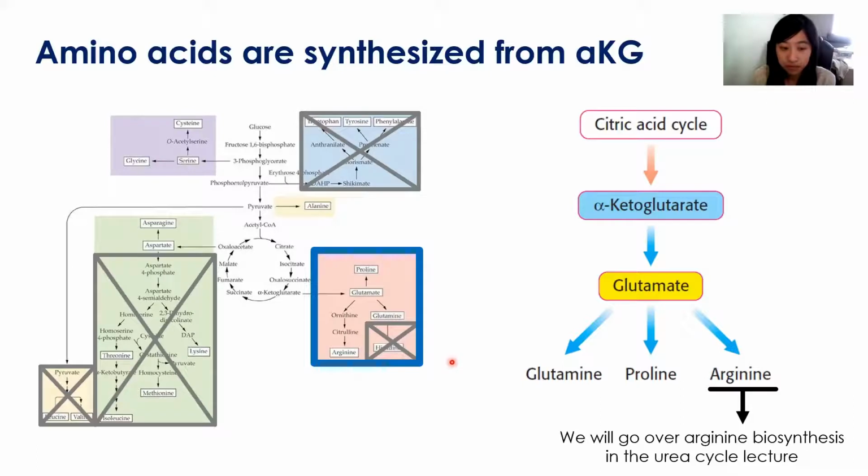So now we're going to go over all the biosynthetic reactions in humans. So many amino acids are derived from alpha-ketoglutarate, including glutamate, glutamine, proline, and arginine. For arginine biosynthesis, we'll go over this in the next lecture during the urea cycle lecture, so it won't be shown here.